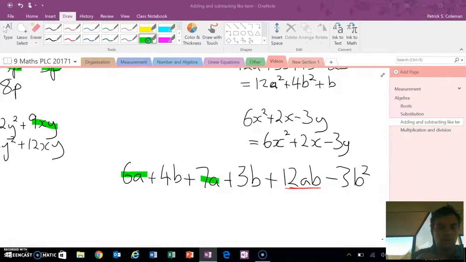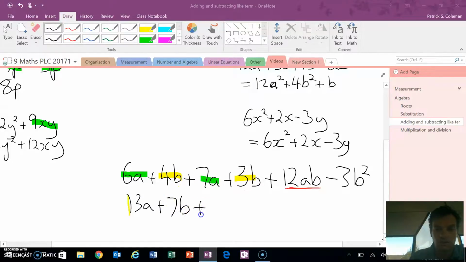Let's go through and highlight all our b terms. So 4b, 3b. Again, the 12ab doesn't count and b squared doesn't count. So we can simplify from there. So we've got 6a plus 7a, so 13a. Let's just change our pen back. 13a plus 7b. So we've done the 4b plus the 3b. And then what's left over here is this part of the equation. So 12ab minus 3b squared.